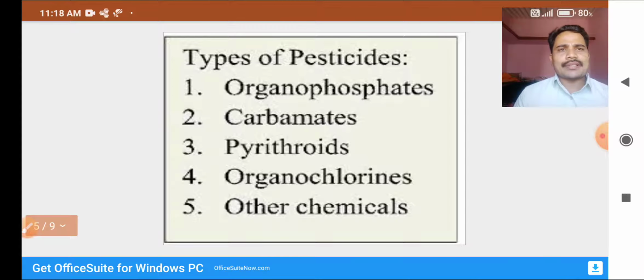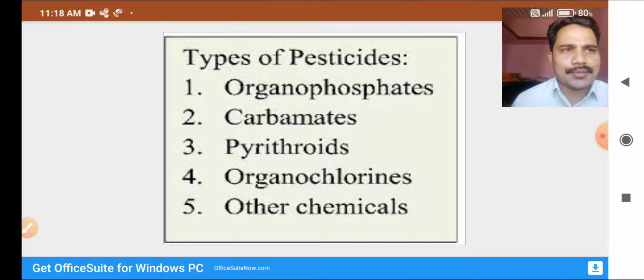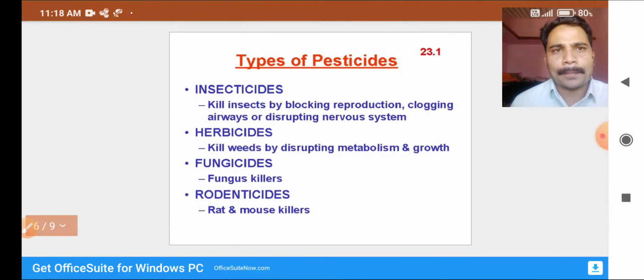Types of pesticides: there are different types. Organophosphates, which have phosphate and carbon groups. Carbamates, containing carbon and nitrogen. Pyrethroids, and organochlorines, containing carbon atoms and alkyl groups attached to chlorine atoms, and other chemicals. These are the types of pesticides.